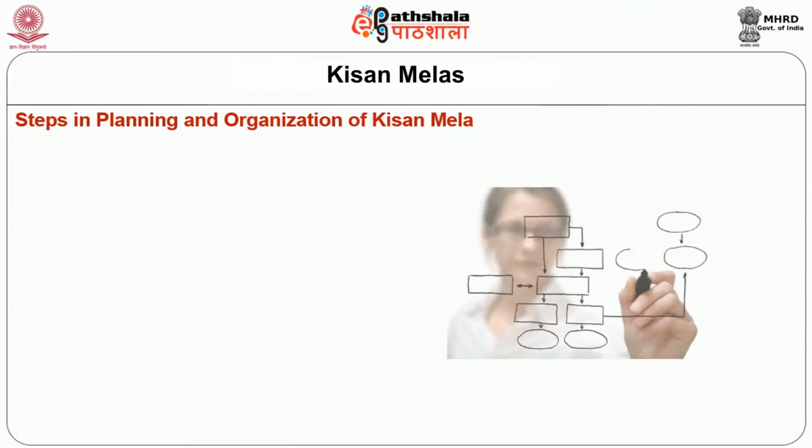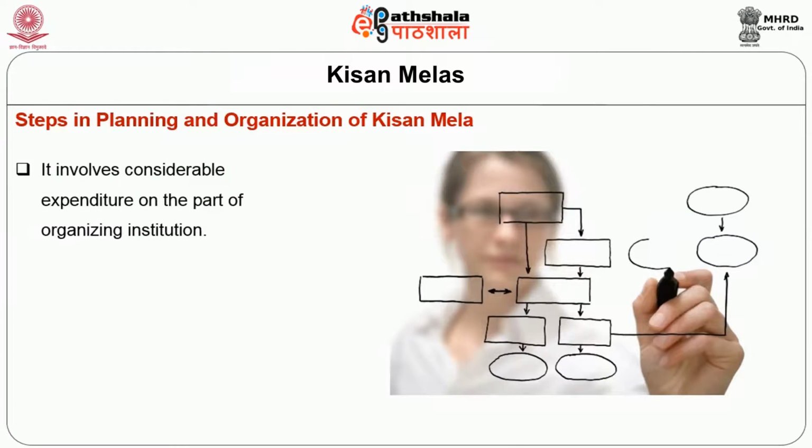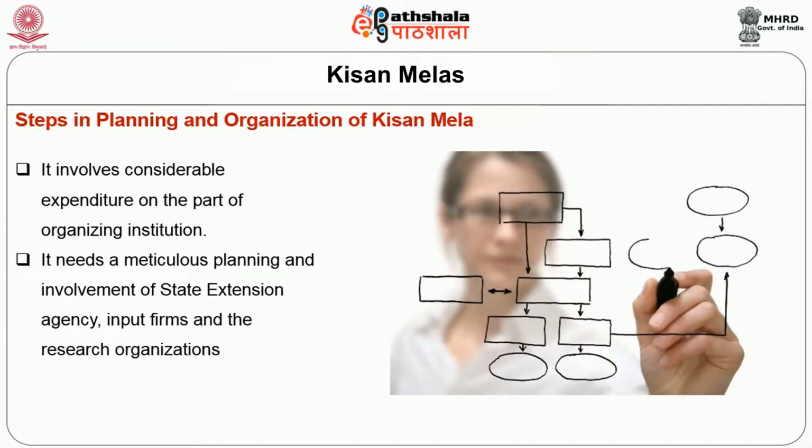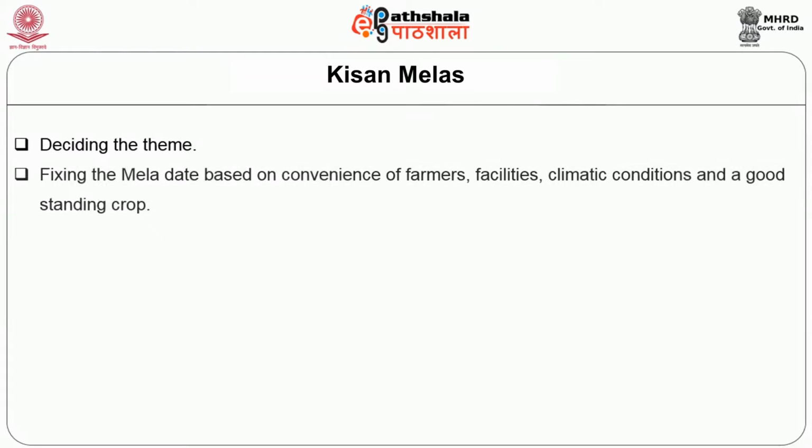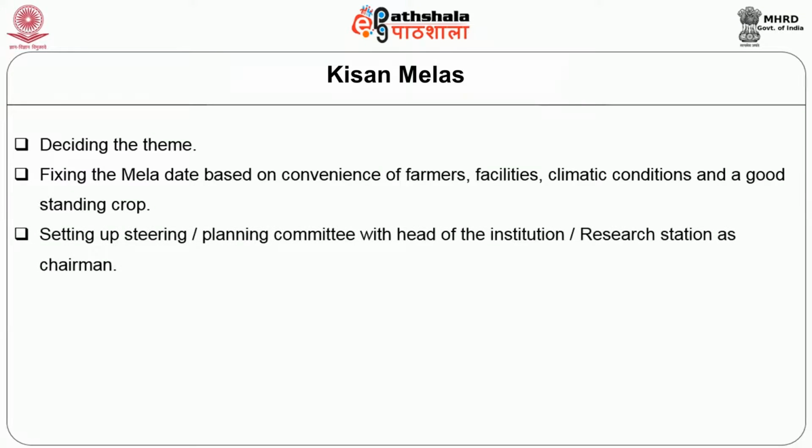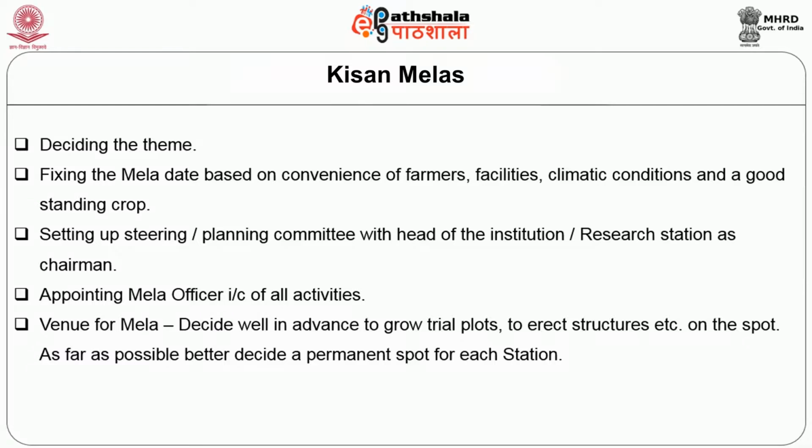Now, let us see the steps in planning and organization of Kisan Mela. Kisan Mela involves considerable expenditure on the part of the organizing institution. It needs meticulous planning and involvement of the state extension agency, input firms and the research organizations. Decide the theme. Fix the Mela date based on convenience of farmers, facilities, climate conditions and good standing crop. Set up a steering or planning committee with the head of the institution or research station as chairperson. Appoint a Mela officer in charge of all activities. Venue for Mela, this is a very important aspect to be considered. Decide well in advance to grow trial plots, to erect structures etc. on the spot. As far as possible, better decide a permanent spot for each station.